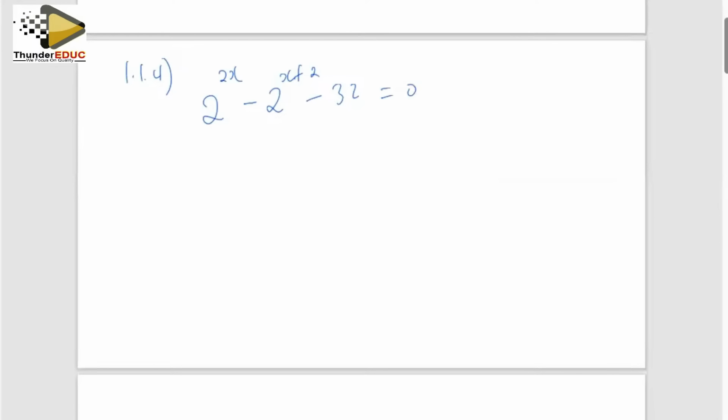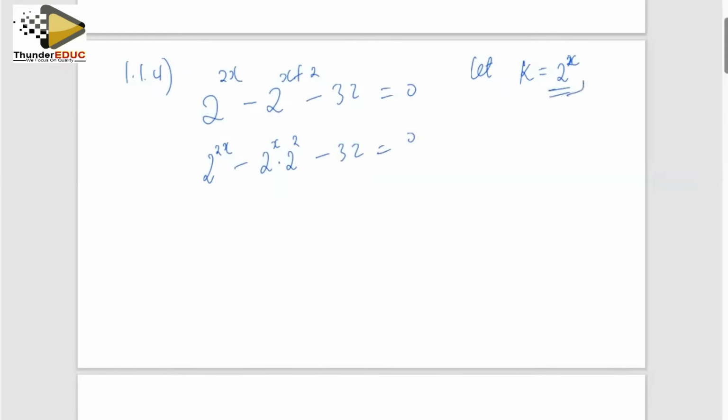So what I can see is that even if I'm to split this up, I'll have a 2 to the x, but this is a 2 to the 2x. So I can select maybe k to be equivalent to 2 to the x. Okay, split that up: 2 to the 2x minus 2 to the x multiplied by 2 squared. Okay, so when I multiply these, the bases are the same, so I must add up the exponents. Minus 32 is equal to 0.